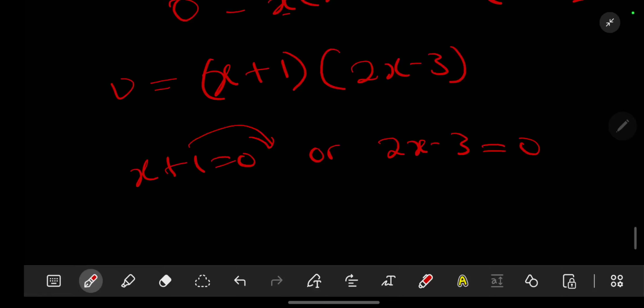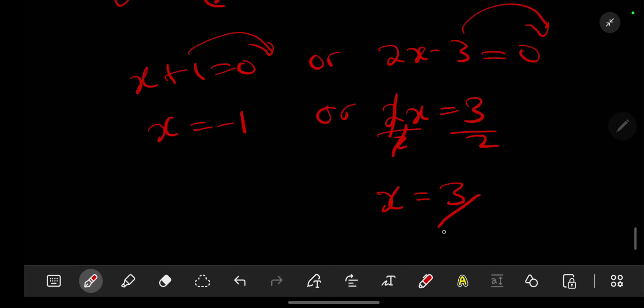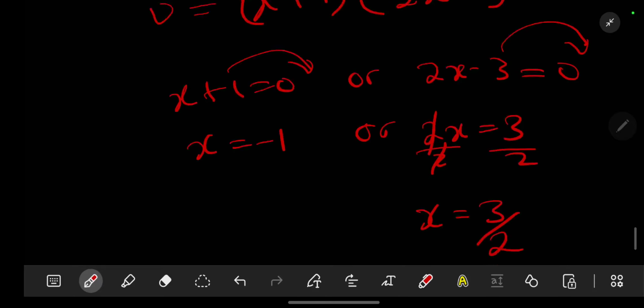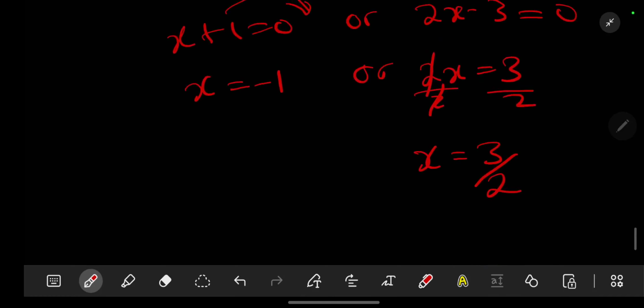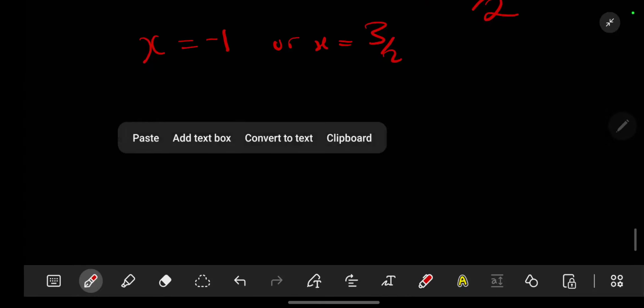This gives us, we take it this side, x is equal to negative 1, or our 2x is equal to, we take it this side, 3, over 2. Then our x value will be equal to 3 over our 2. So that's our answer there. So x is equal to negative 1, or x is equal to 3 over 2. So same approach for the next one.